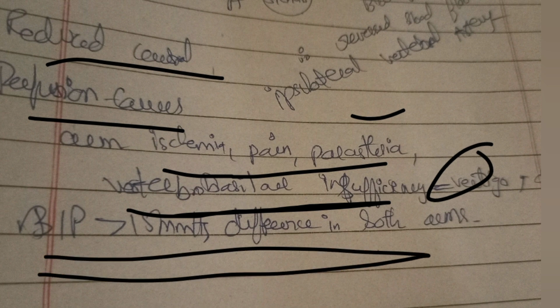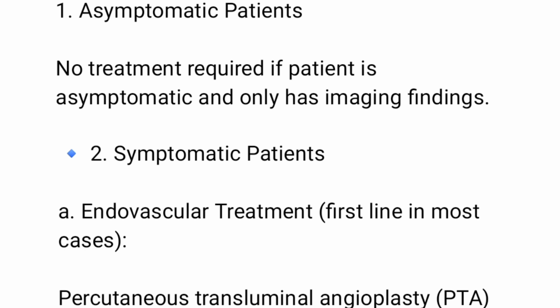And of course because of the stenosis, one arm is getting normal blood flow, but the arm with the stenotic vessel will have decreased blood flow. So of course there would be a difference of blood pressure in these two arms. So what we will find clinically is a blood pressure difference of greater than 15 millimeters of mercury between both arms. Now, the treatment of subclavian steal syndrome.